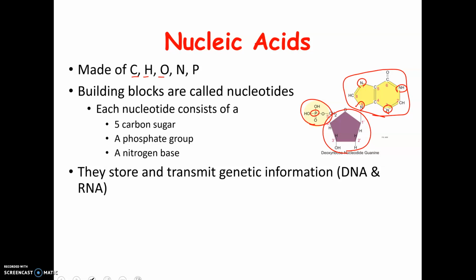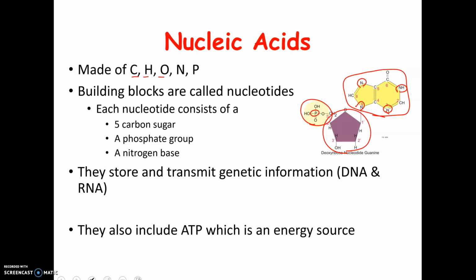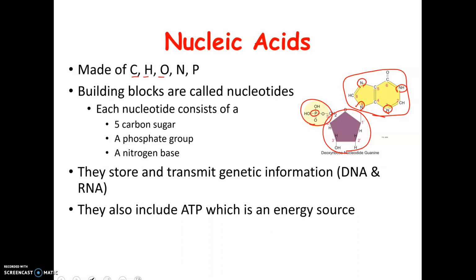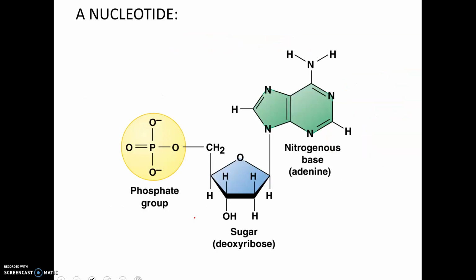So we're not going to get into it too much now, but their importance is that they store and transmit genetic information. And so this includes your DNA and also RNA and also something called ATP, which we're going to talk about in a couple of chapters as well, that has to do with energy in your mitochondria, your powerhouse. So these are the 3 parts of a nucleotide. The sugar, in this case, it's deoxyribose, which is where the D in DNA comes from. RNA has a different sugar called ribose. And this is our phosphate group, and then this is called a nitrogen base.